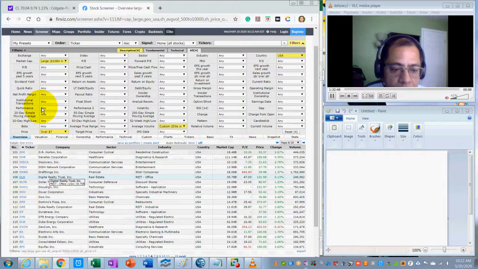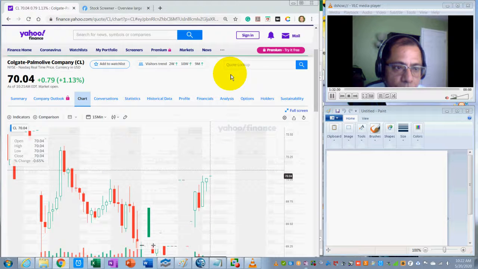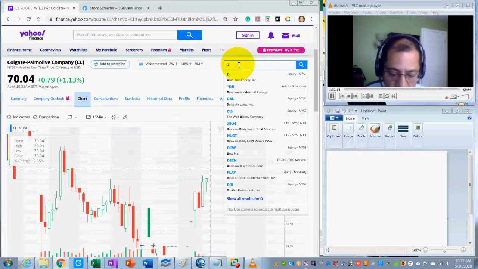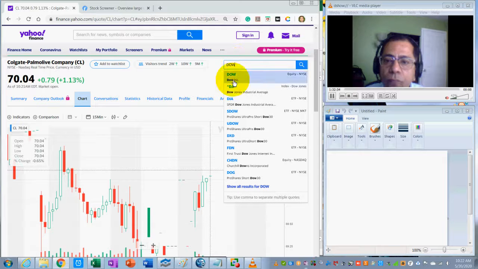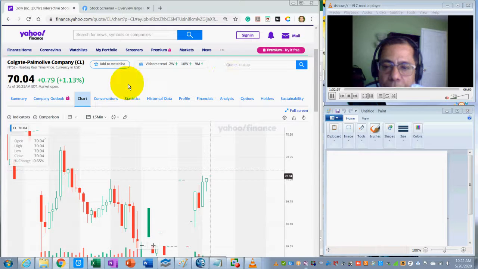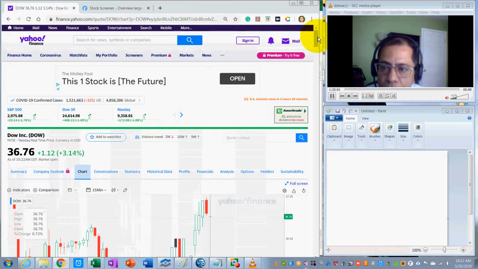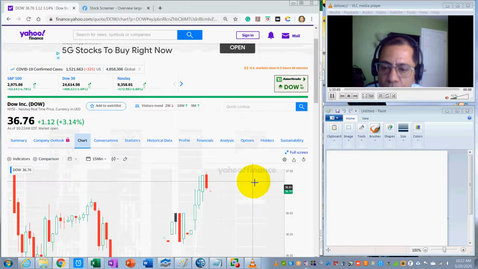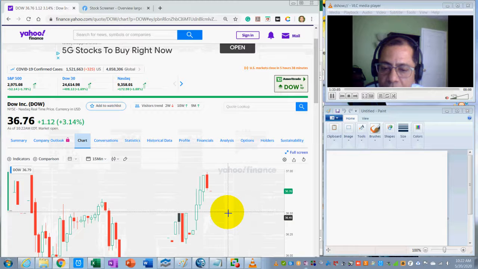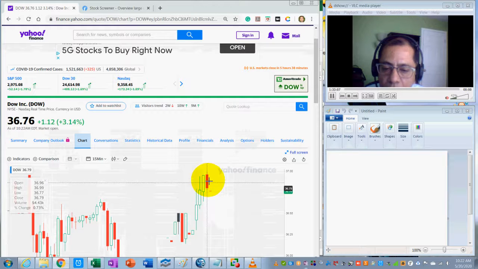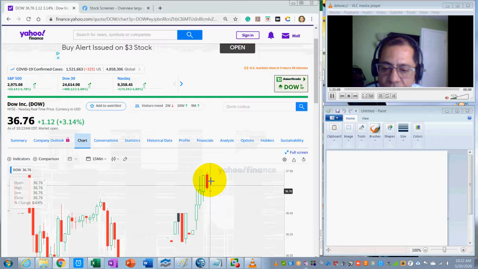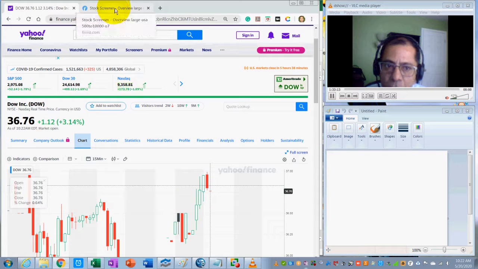Say for example, I'll take DOW, another example. I would assume that this would also go north. No, this is going south. It went north up to a certain point, but in the last 15 minutes, it seems like it is heading south.